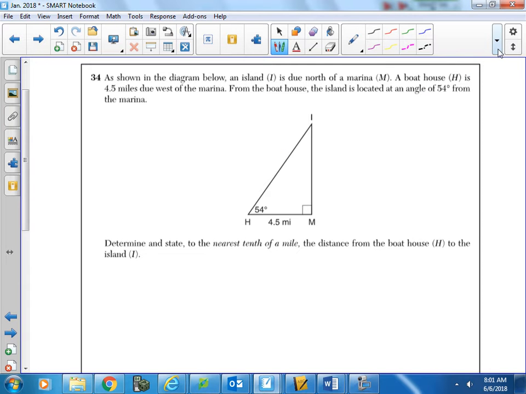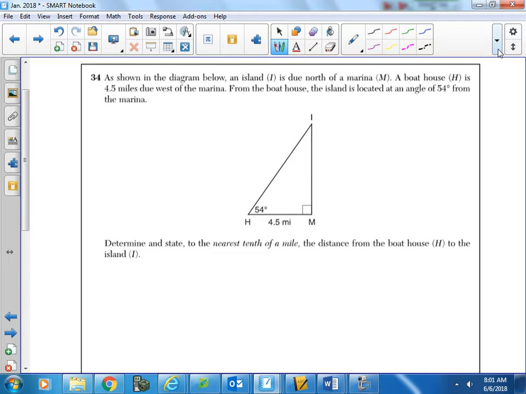It says, as shown in the diagram below, an island is due north of a marina. A boathouse H is 4.5 miles due west of the marina. From the boathouse, the island is located at an angle of 54 degrees from the marina. Determine and state to the nearest tenth of a mile the distance from the boathouse to the island.